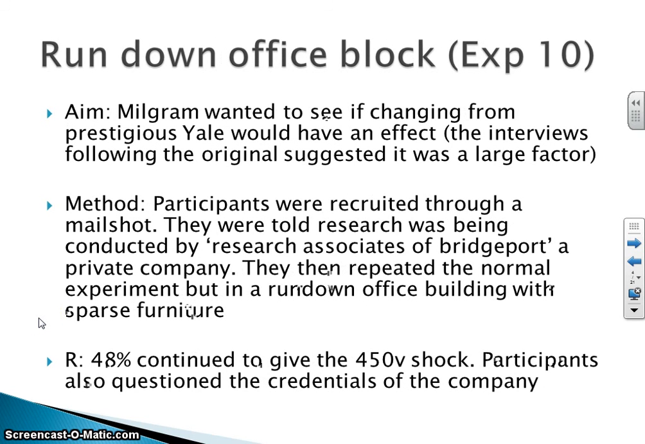Experiment number 10, or variation number 10, was a rundown office block. So Milgram wanted to see if changing from the prestigious Yale University to a rundown office block in the area would affect the obedience. The interviews from the original suggested that the fact that it was done at Yale University was a big factor. So participants were recruited through a mail shot. Basically, they put leaflets through their door. And they were told that the research was being conducted by a private research company. So no longer Yale University, but another company.